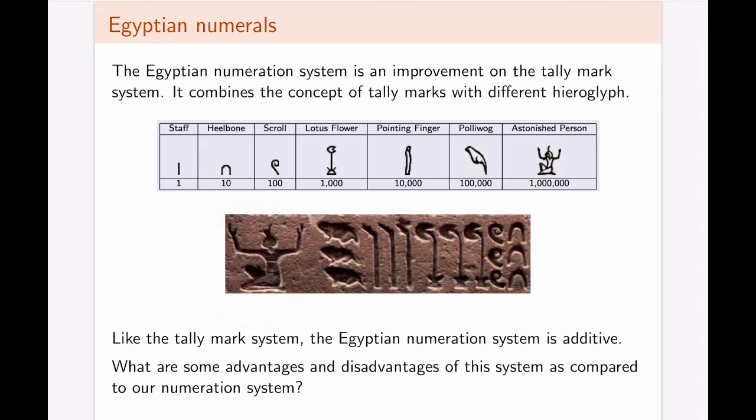This system is again additive, so simply writing the numbers together, you will produce the corresponding numbers. So for example, writing 3 pointing fingers will be 3 of the value that each finger represents, so 30,000. So this is something that is fairly easy to read. But let's think then, again, write down your thoughts on a Padlet: what does that mean in terms of advantages and disadvantages of this system? How does the arithmetic work in this system? Is it something that is easy to be taught, or are there any difficulties within it?